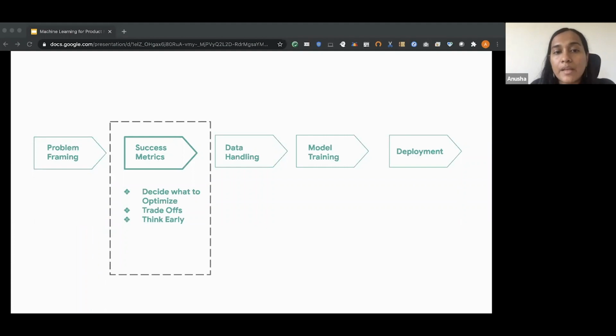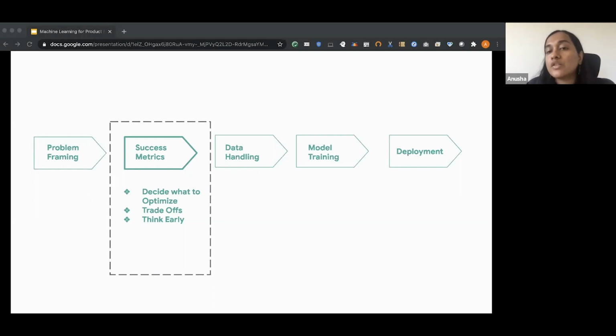The next step is defining success. Defining success metrics is core to building any product, and as PMs, we all would be focusing on this for defining any type of product for that matter. In the case of ML-powered products, it's crucial to decide what you are really optimizing for.